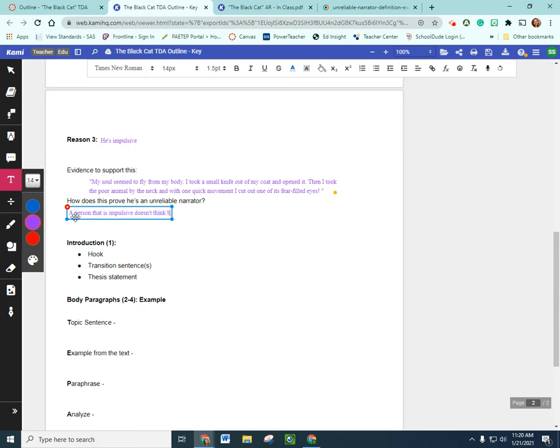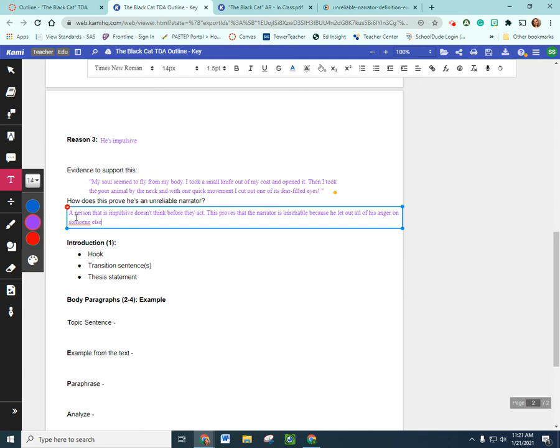So how does this prove that he's unreliable? His impulsiveness. A person that's impulsive doesn't think before they act. This proves that the narrator is unreliable because he let out all of his anger on someone else. His innocent wife.